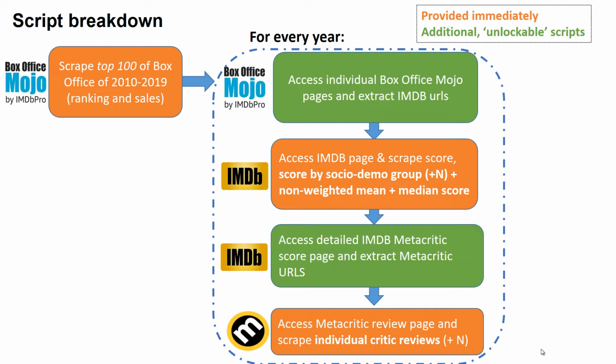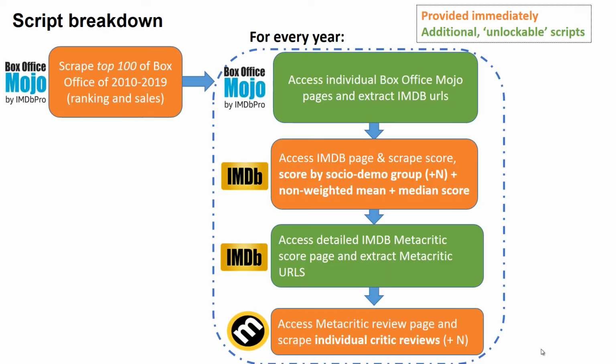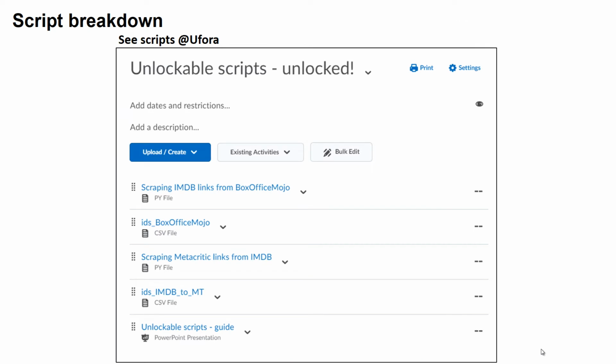And there was one student who asked me to obtain these additional scripts and provided me with a rationale. Why do I need these scripts, and what should they be able to do? And this is also something that I provided to you on Euphora. So basically, you had access to the scripts of all these little boxes. Putting them together and seeing how they fit is, of course, a challenge here. So again, the unlockable scripts, these two little green scripts, from Box Office Mojo to IMDb and from IMDb to Metacritic, are also available on Euphora.